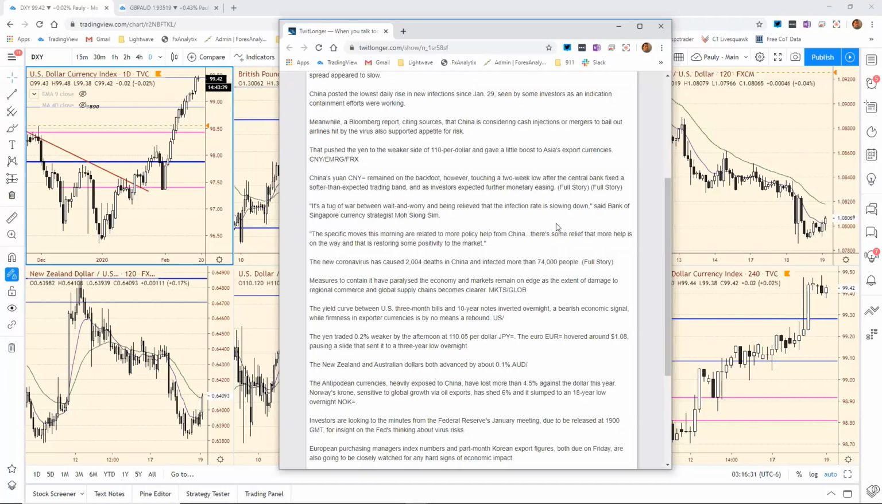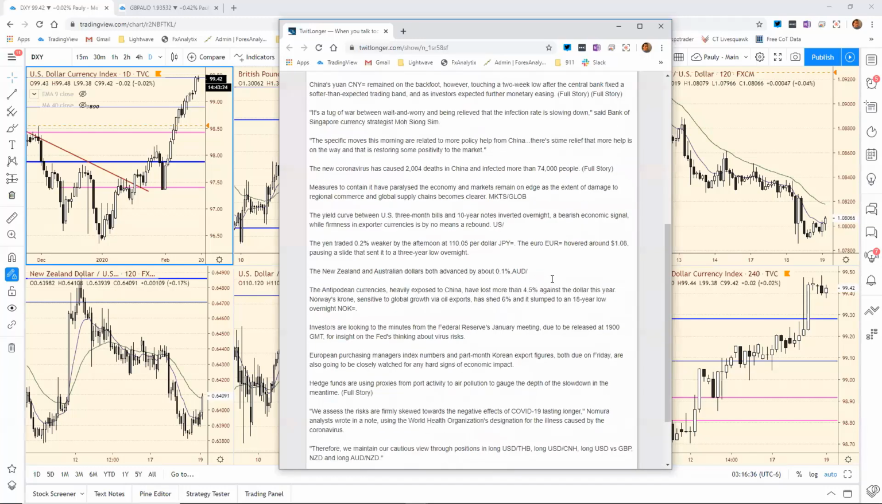The yield curve between the U.S. and 3 months, we already covered that. It's inverted. How many times have we heard that? Like I said, it's the boy that cried wolf.